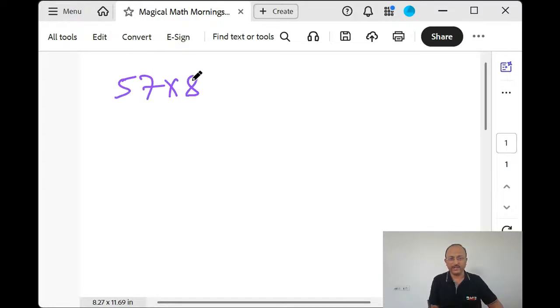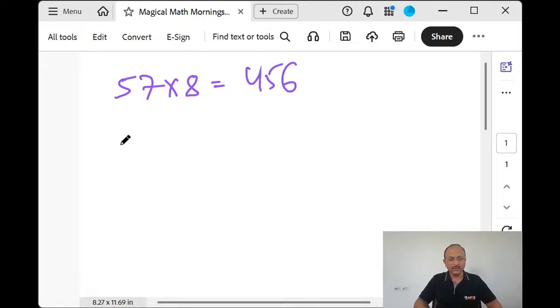57 into 8. Take it. Just double, again double, and again double. Type the answer in the chat. Yes, correct. Yes, very good. Just doubling: 114, again double 228, again double 456.